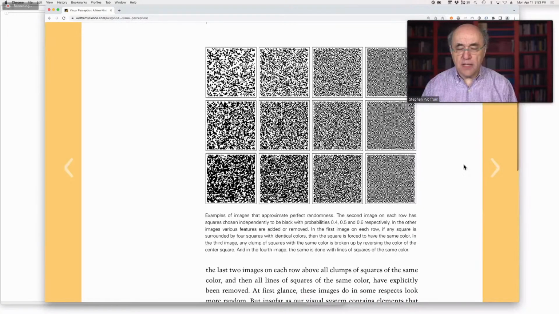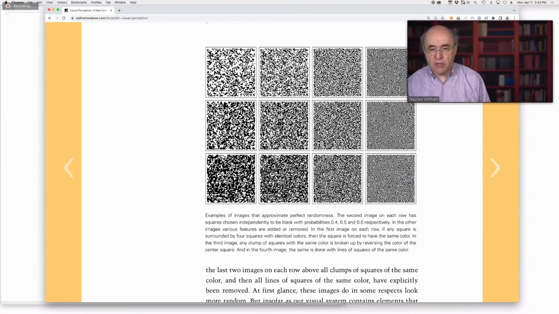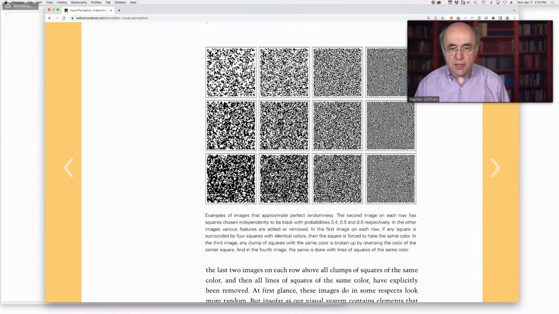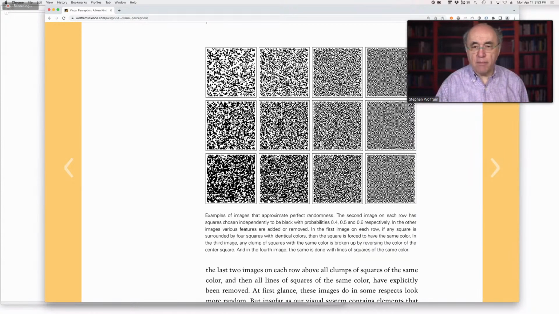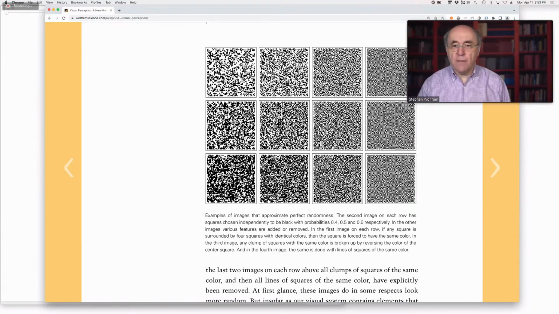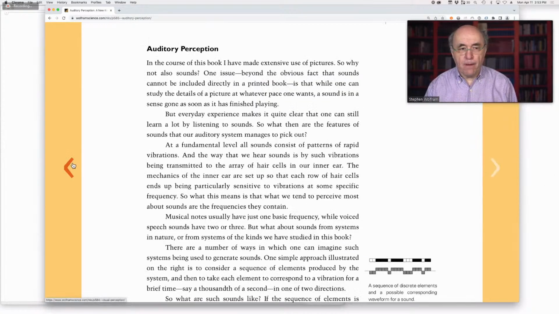Okay, so these are examples of where we're approximating perfect randomness with different densities of black and white cells going down or across the page, I believe. This is essentially applying a cellular automaton rule. This is saying, if we take this and we filter it, do we get something that still looks random?